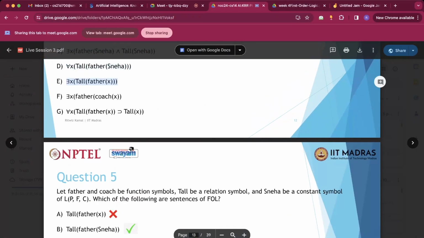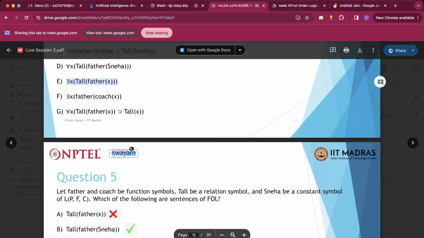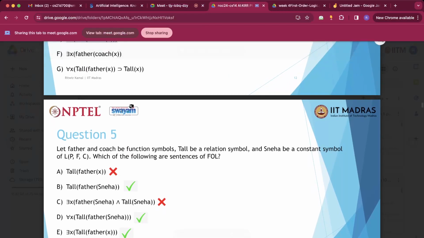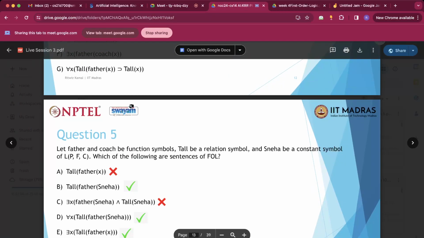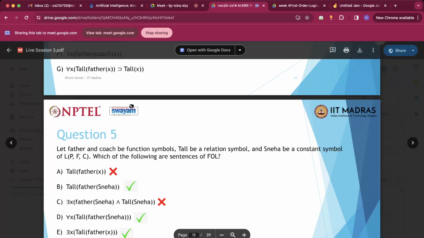Okay, what about option E? There exists x such that tall father x. What about this? Let's have a look. This is in fact a formula or a sentence, right? Because we have a variable, we have a quantifier, and the variable is also within the scope of the existential quantifier, right? So there exists x, tall father x. This is also a sentence.